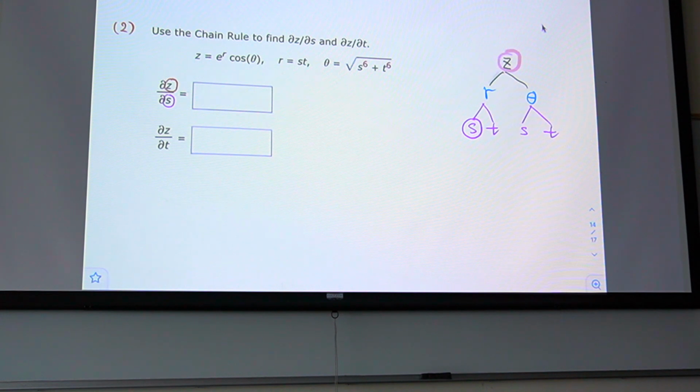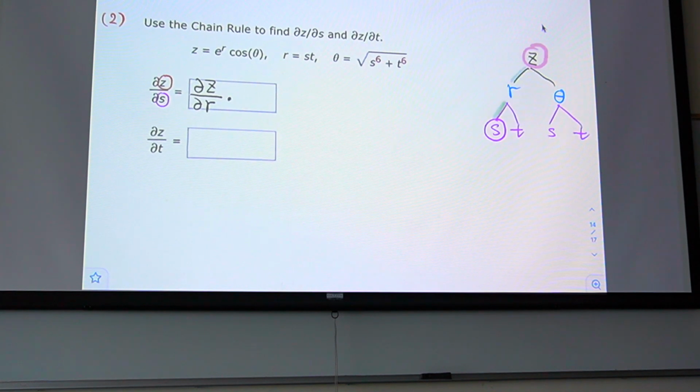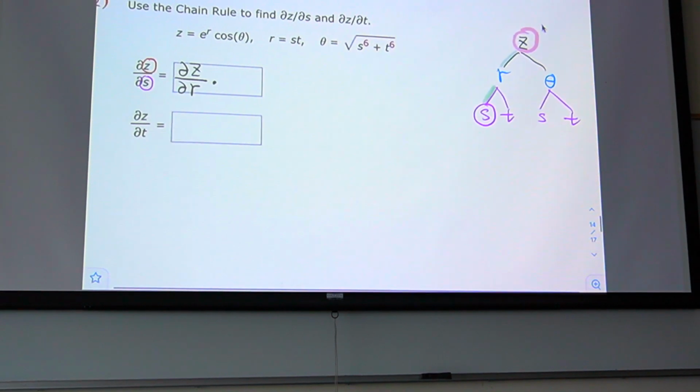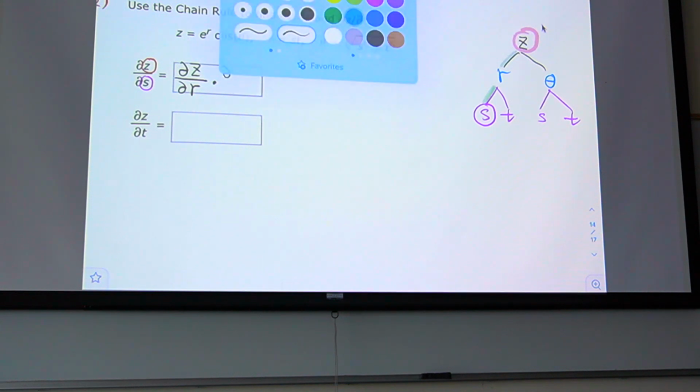Partial Z, partial R, and then what? Times partial R, partial S, right? This is one time, okay? So let's write it down. So that will be partial Z, partial R, times partial R, partial S. Partial R. Okay, maybe I should color code this.